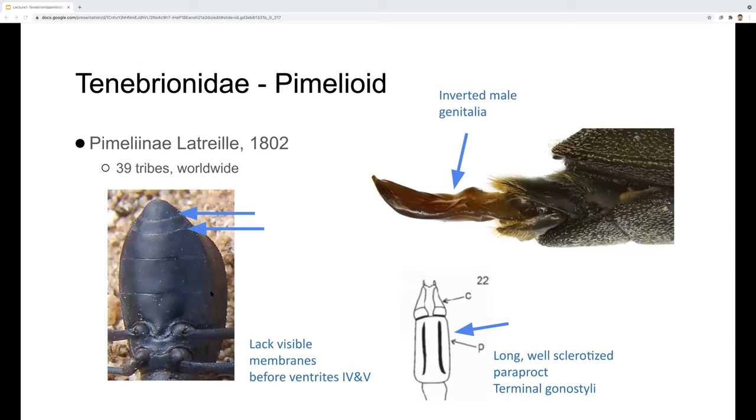So first, they lack visible membranes, which we'll talk a bit more about, separating ventrites 4 and 5 from each other and 4 from 3. There's no visible membrane between there. The male genitalia are inverted. So right, the tegmen and parameres here are underneath the penis. And then also they have these long, well-sclerotized paraprocts usually with terminal gonostyle in the female ovipositor.